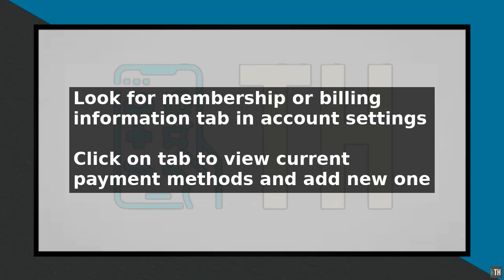You will be presented with a list of available payment options, including credit cards, PayPal, and other services. Select PayPal from the list to begin the process of adding it as a payment method. You will be redirected to the PayPal website to authenticate and authorize Crunchyroll to charge your PayPal account.